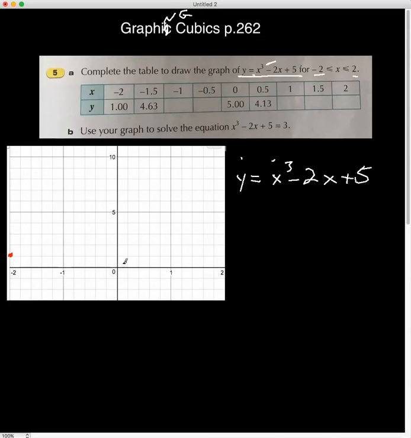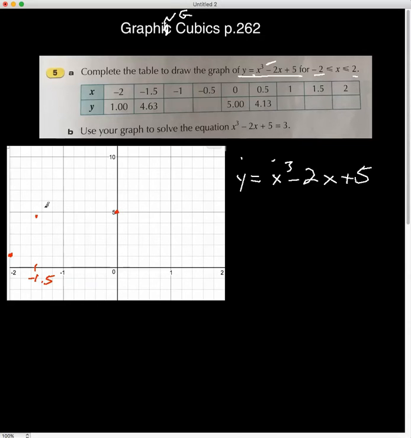So -1.5 should be somewhere along here. If it's at -1.5, we're at 4.63. So 1, 2, 3, 4. If I go along here, it's 4.63, maybe somewhere around here. Okay, so it starts flowing up. Next we have -1, -0.5. We'll get those. At 0, we hit 5, so that's here.